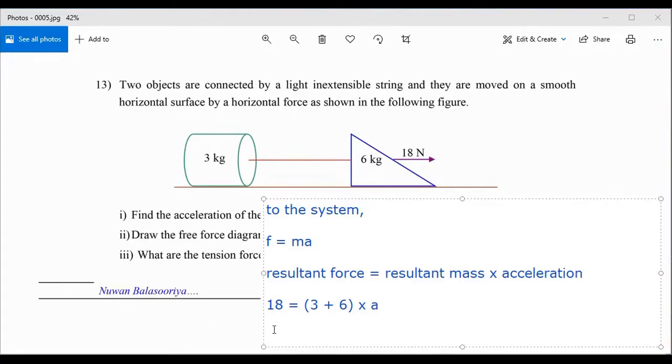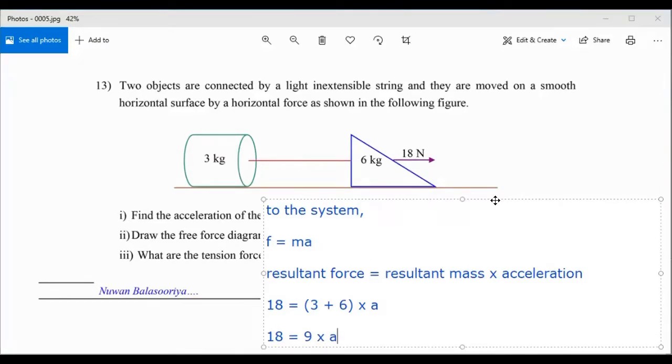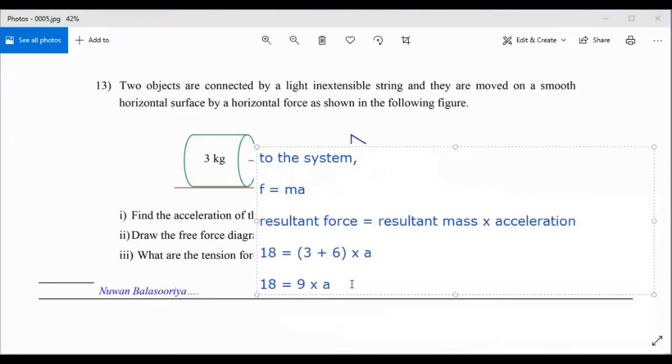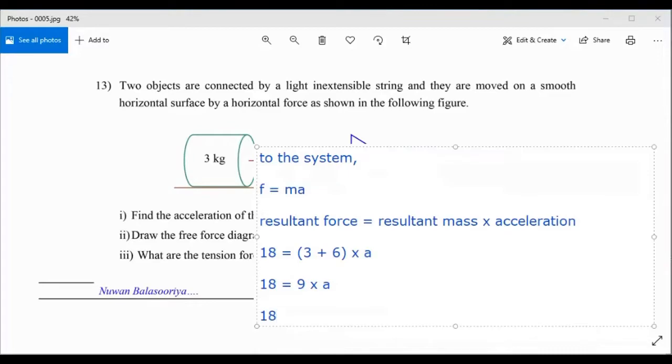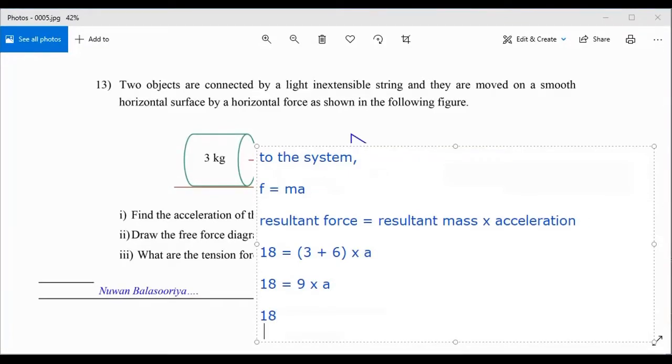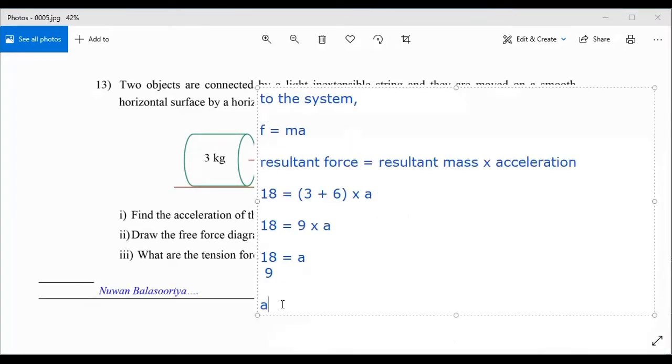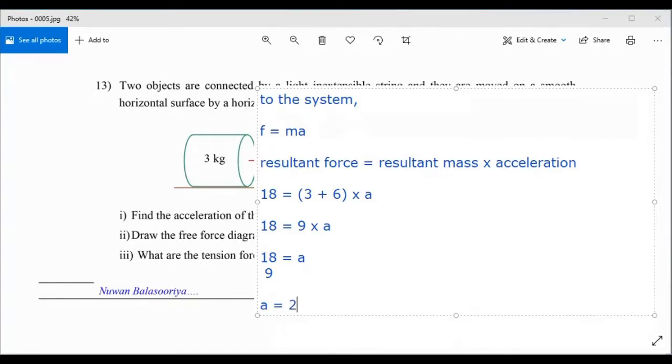Many of you have sent me the correct answer. I'm so happy with your answers. So 18 equals 3 plus 6, which is 9, into simple A. If I take 9 to the other side, multiplication 9 goes to the other side as division 9. So 18 divided by 9 is 2. It means simple A equals 2 meters per square second.